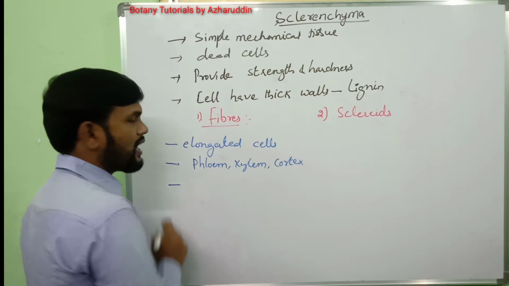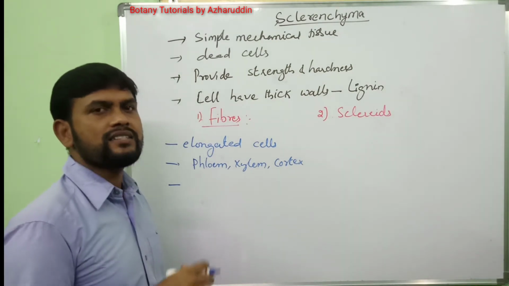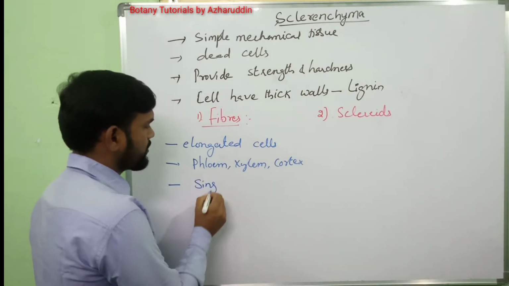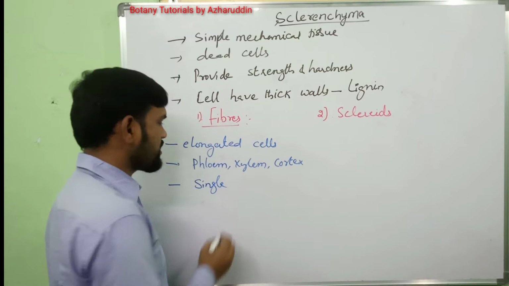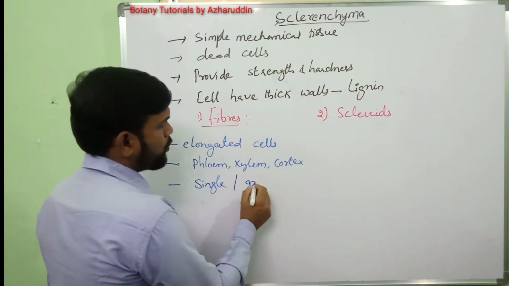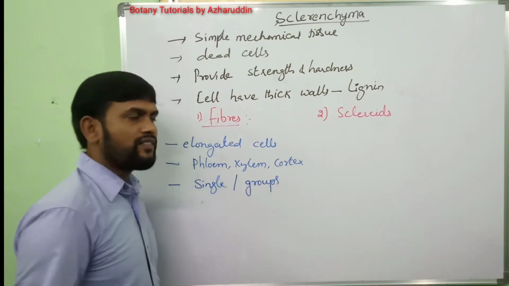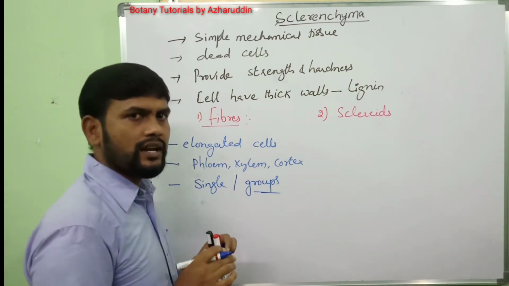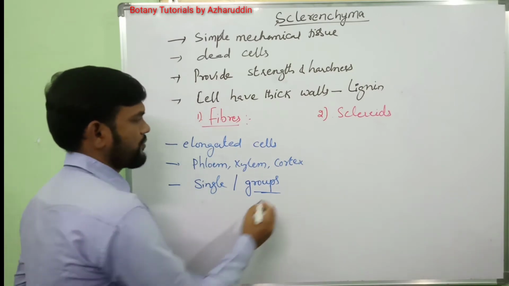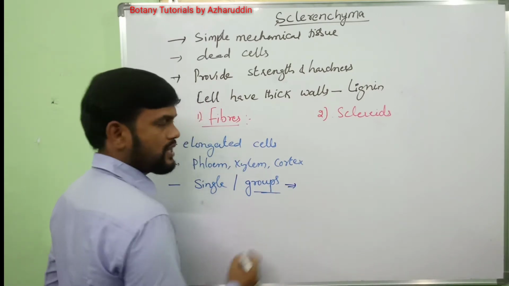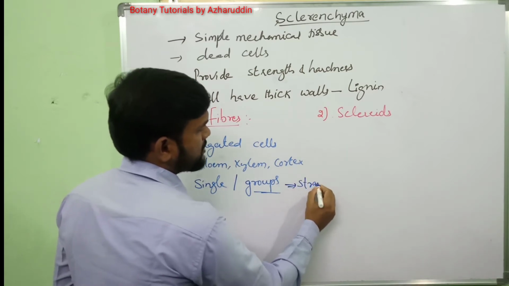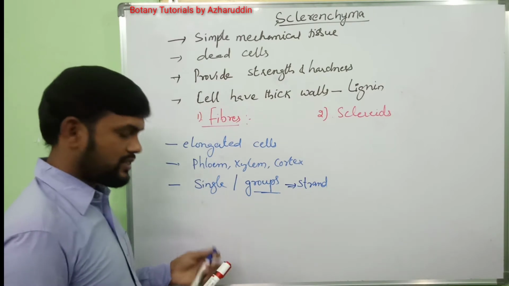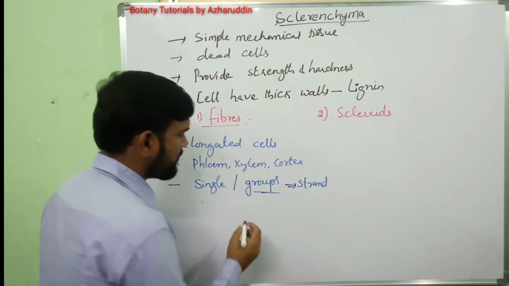And these fibers occur as single cells, or they are present in groups. If they are present in groups, all the cells are intertwined with one another and form a strand-like structure. Okay. Next, fibers are composed of thick cell wall.